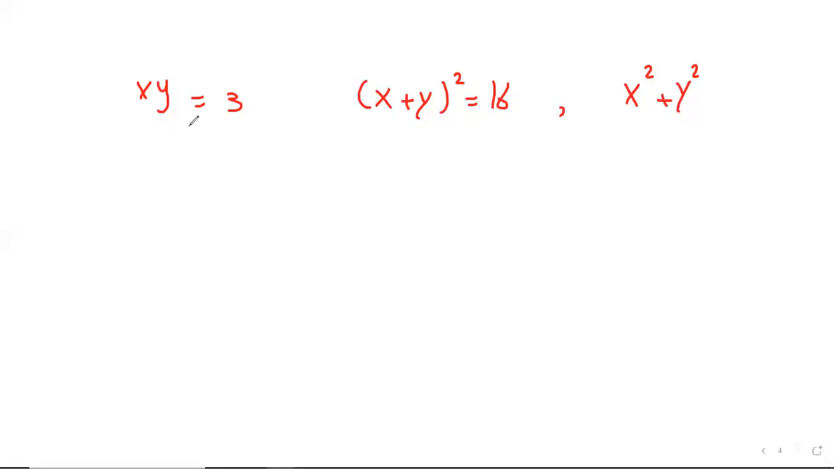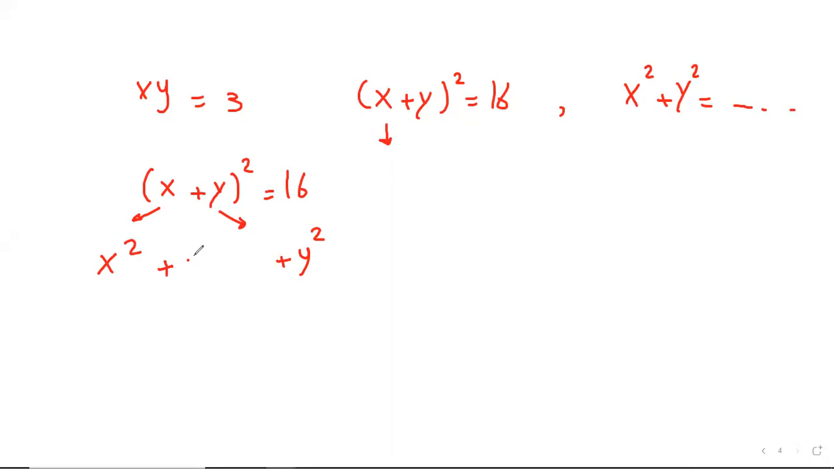If x multiplied by y equals 3 and x plus y to the power of 2 equals 16, I want to get x squared plus y squared. So here we want to expand x plus y to the power of 2 equals 16. How can we expand it? It's first square, x to the power of 2, and second square, y to the power of 2. Then first times second times 2, it's 2xy. I expanded. All of them equal 16. And we have xy here is 3.